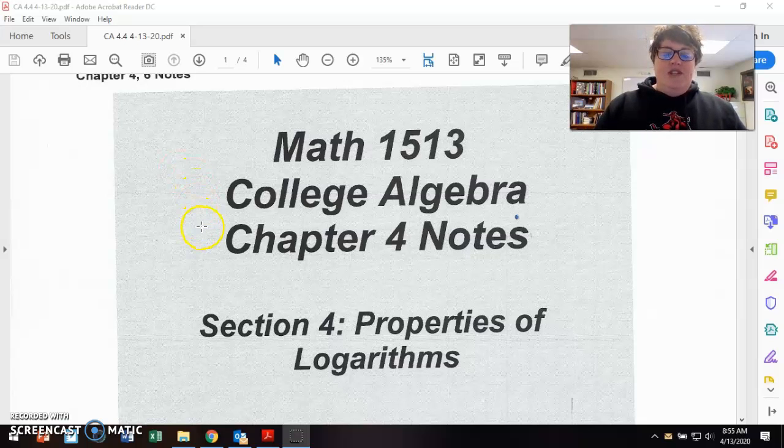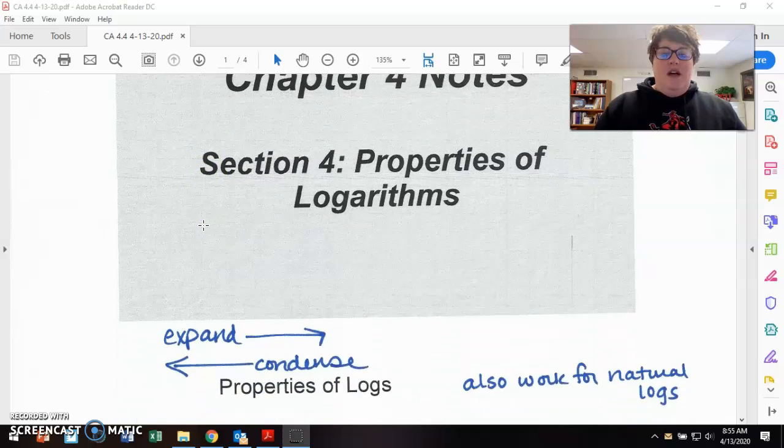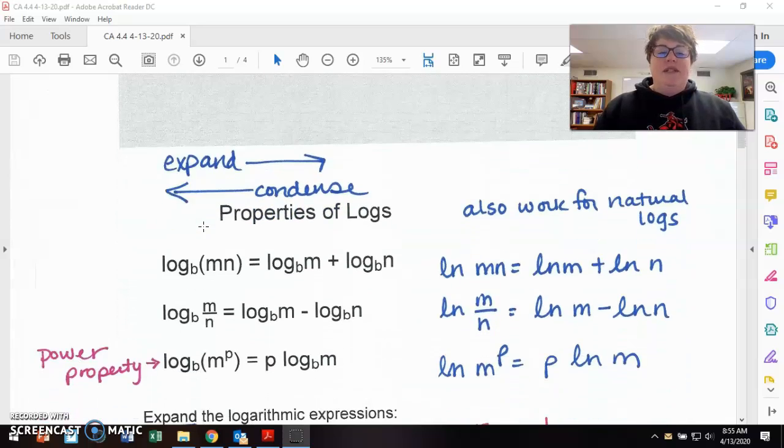Okay, so I want to get into section 4, properties of logs. What we're working up to today is basically what we're going to do in 4.5. Today we're learning properties that we're going to end up using to be able to solve logarithms and exponentials. So today we want to focus on log properties. What we do with these log properties is you can expand them, and if you expand them, you're going from the left-hand side of the property to the right-hand side. So you're going from one single log to multiple logs.